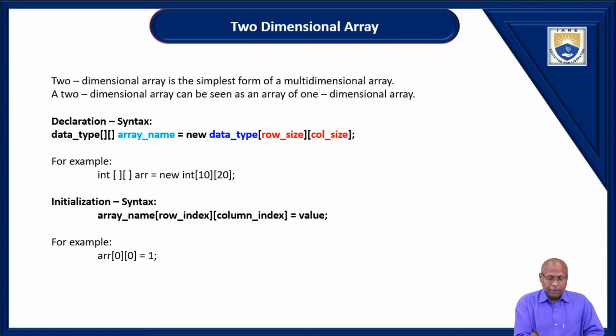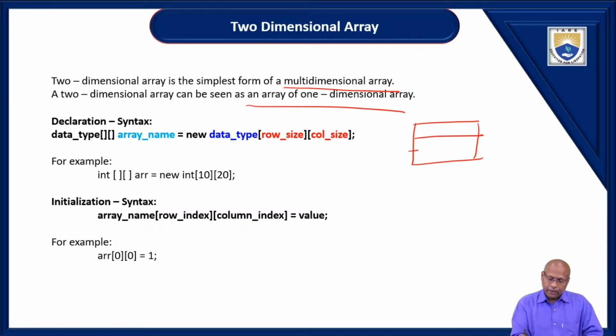The two-dimensional array is the simplest form of multi-dimensional array. A two-dimensional array can be seen as an array of one-dimensional arrays. So you can say a collection of one-dimensional arrays is a two-dimensional array. Every row is a one-dimensional array: first row, second row, and here first column, second column. So it is a 3 by 3 two-dimensional array, or a 3 by 3 matrix.